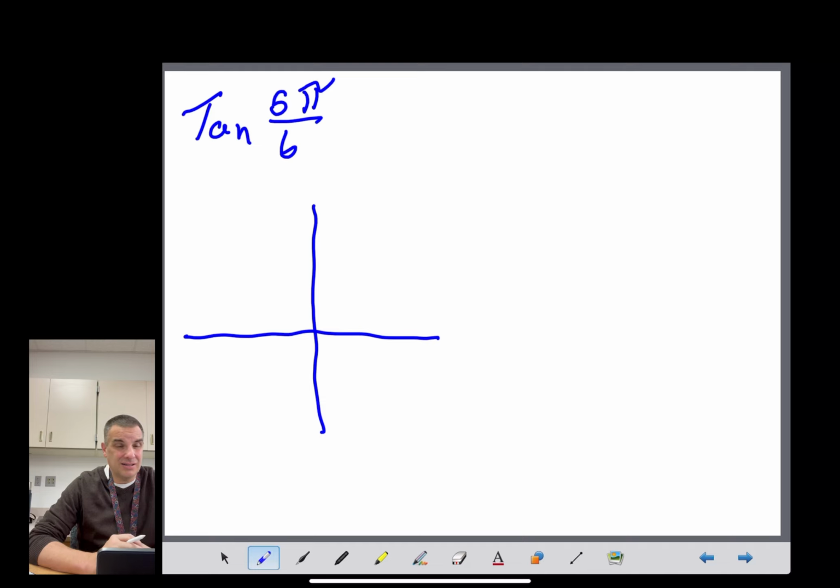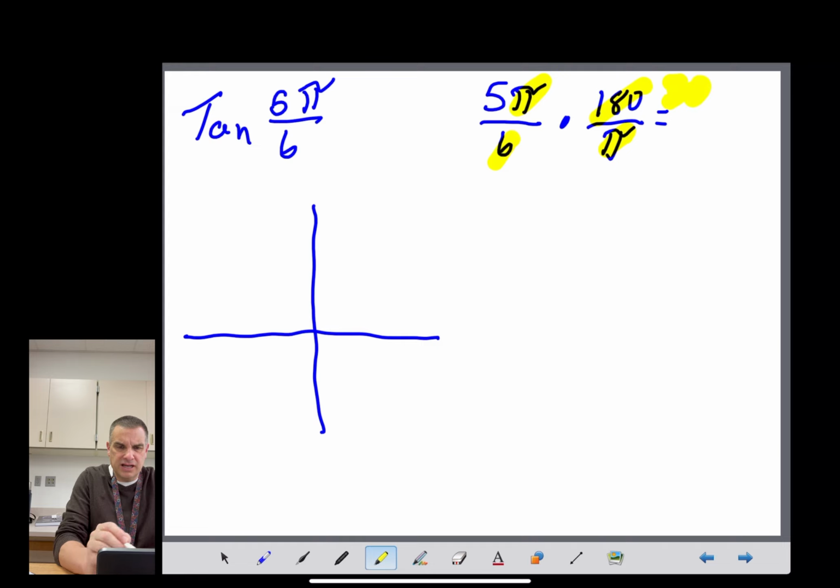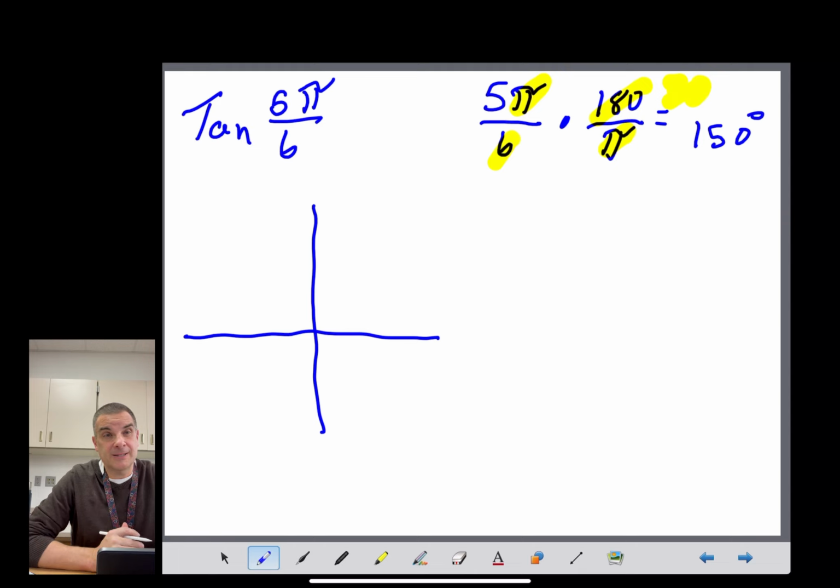It's in radians. So one of the things you had to do in the last lesson is change something from radians to degrees. To change something from radians to degrees, we took the radians and multiplied by 180 over pi. The pi's cancel each other out. 6 goes into 180 30 times. So this gives me a 150 degree angle. So that's really step 1, unless you've memorized where 5 pi over 6 is, which you probably haven't.